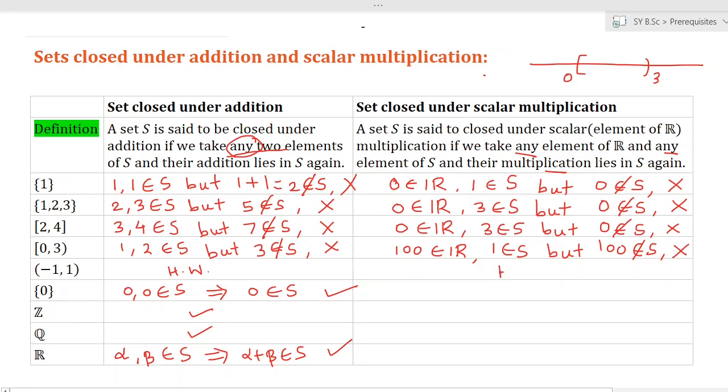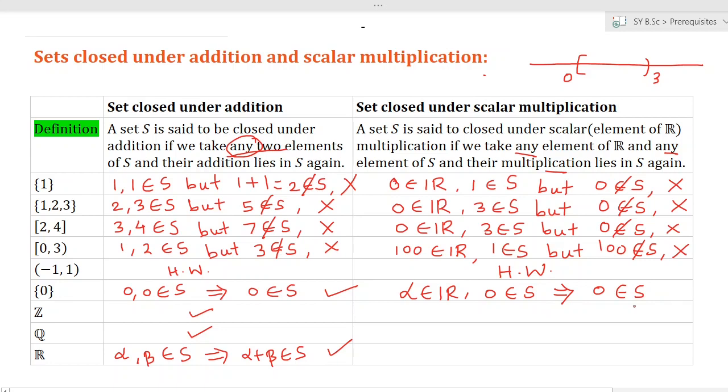So the next example again I will leave for homework, you can do it. Now coming to the next example, that is singleton 0. So over here you can see that if I take any element of R, I will call it alpha only. Now since our S contains only one element, naturally I have to choose 0 only over here, right? Now you can see if I multiply them together, I will get 0 only. So that 0 is present in S, right?